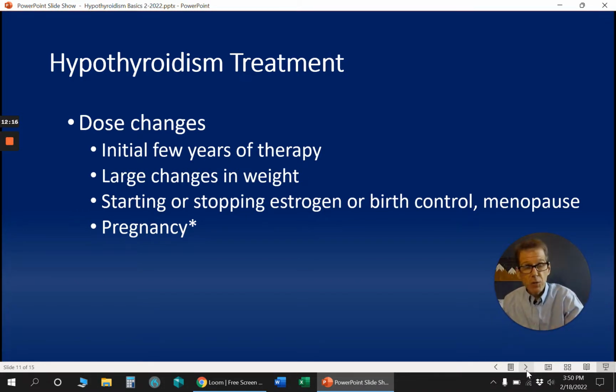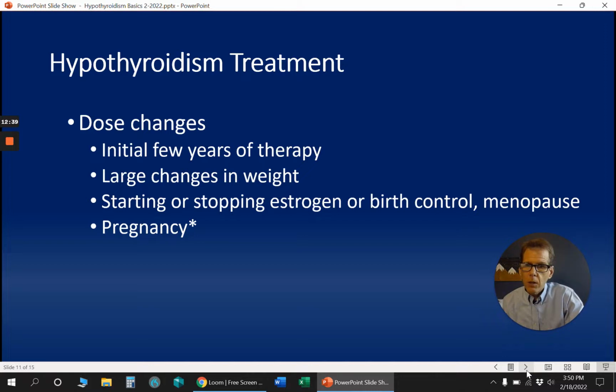And pregnancy is kind of a special case, because we know that thyroid hormone is really important for babies' neurological and brain development. So when women are pregnant, we do monitor the thyroid much more closely and often need to make several dose adjustments during pregnancy. So we always like to know if you find out you're pregnant and you're on thyroid hormone, let us know so we can help coordinate that follow-up testing.